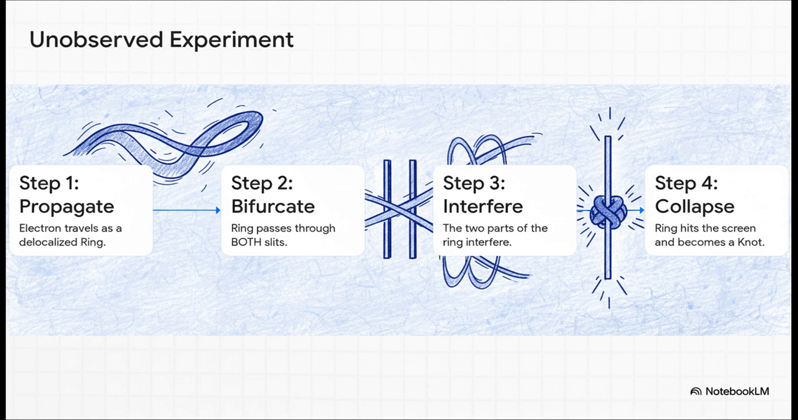According to SST, the electron starts its journey as a delocalized ring, or hula hoop. Because it's all spread out, it literally passes through both slits at the exact same time. The two parts of the ring then ripple and interfere with each other on the other side. It's only when this rippling ring finally hits the detection screen that the interactions force it to collapse into a localized knot, leaving that single dot.